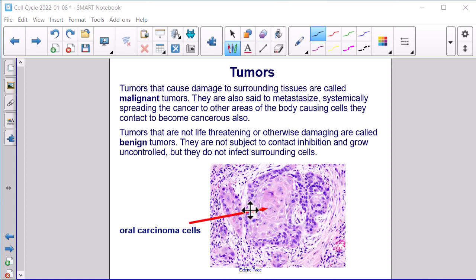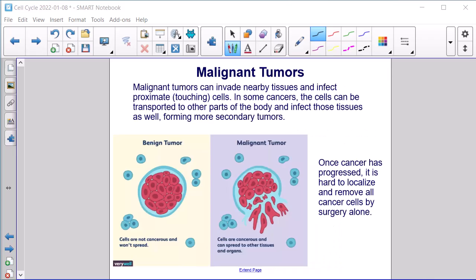Here's an image here of some oral carcinoma cells. Malignant tumors can invade nearby tissues and infect proximate or touching cells. In some cancers, the cells can be transported to other parts of the body and infect those tissues as well, forming more secondary tumors. Once cancer has progressed, it is hard to localize and remove all cancer cells by surgery alone.